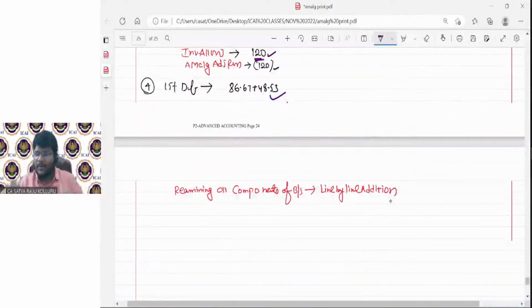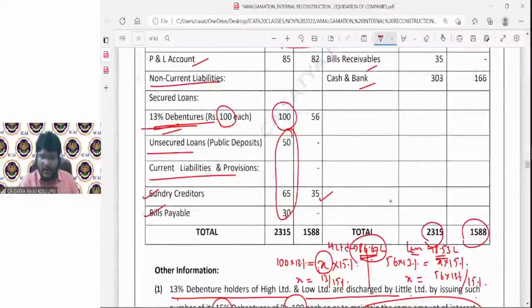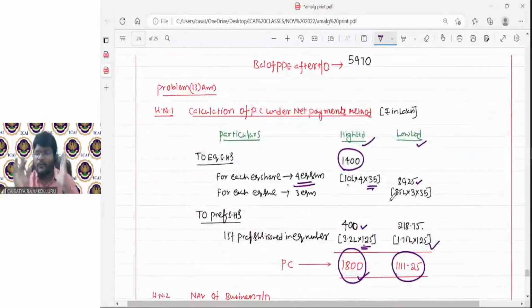What about the remaining liabilities and assets, sir? Simple line by line addition. Why? There is no change. All assets, simple line by line addition. Remaining liabilities like sundry creditors, bills payable, line by line addition. With this, the problem is over. So these are the things you should concentrate on. If you know, balance sheet preparation is dead easy. That's it, guys. This is everything related to problem number 13.